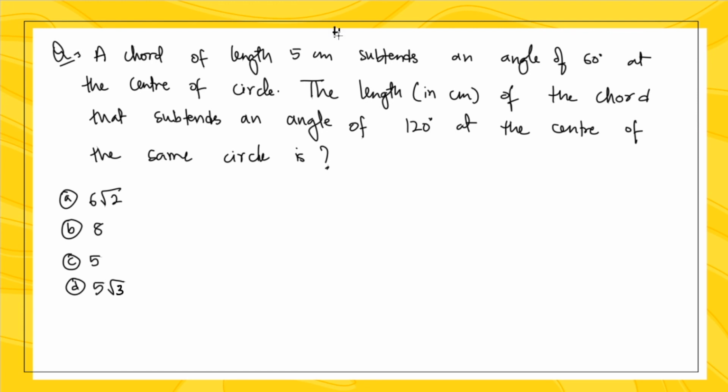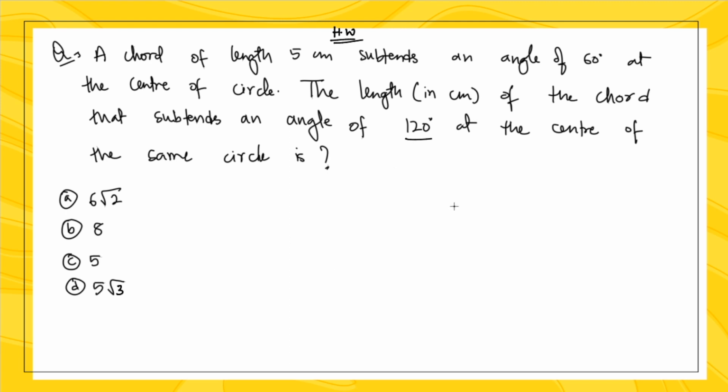Alright, so this is the homework question for this particular video. The question says that a chord of length 5 centimeter subtends an angle of 60 degrees at the center of the circle. Okay, the length in centimeter of the chord that subtends an angle of 120 degree at the center of the same circle is. Okay, options are 6 root 2, 8, 5 or 5 root 3.